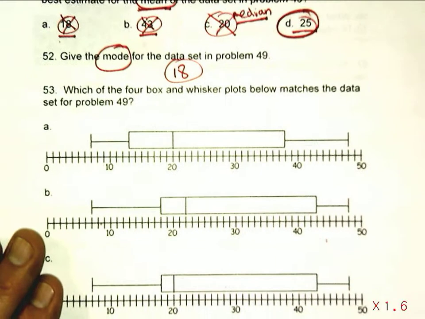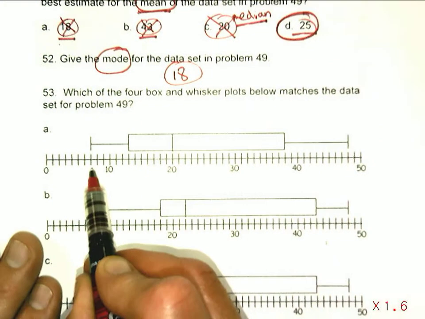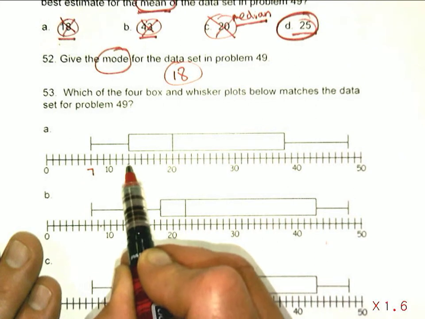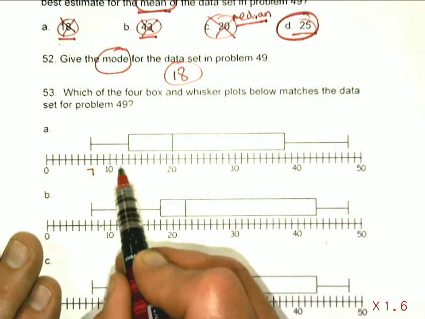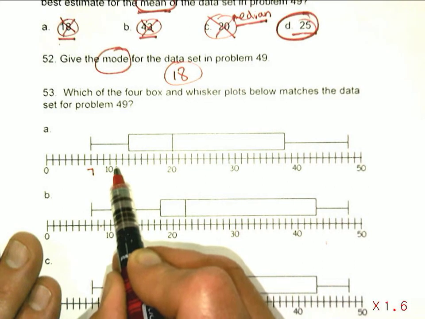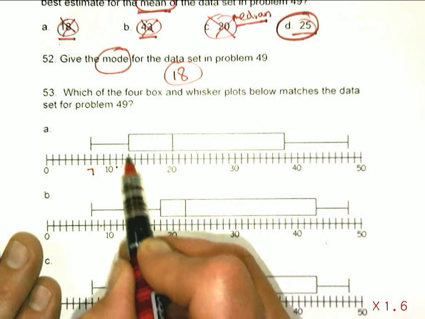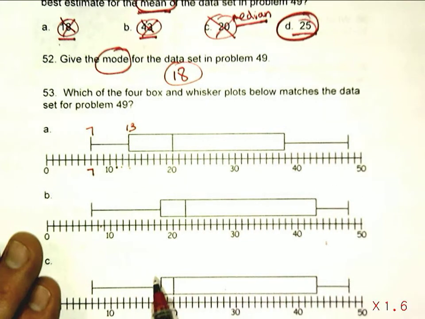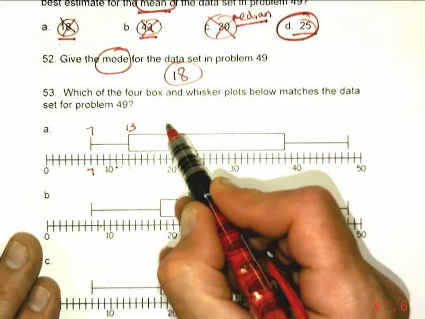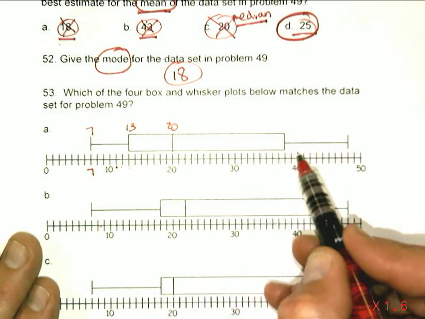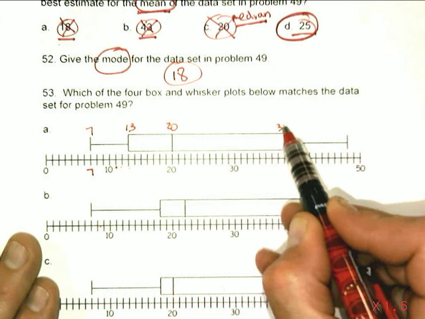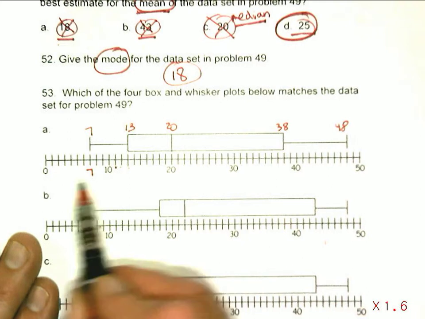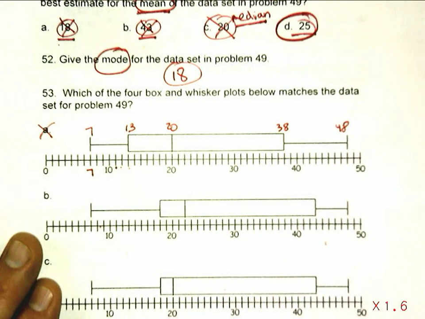So in the first one, the minimum is 7. And then the lower quartile, 10, 11, 12, 13. So this is 13. This is 7. So we already know that that one is incorrect. Its median is 20. Its upper quartile is 38, so it's not even close. And its maximum is 48. So we have a lot of things wrong with this first one, so that can't be the right choice.